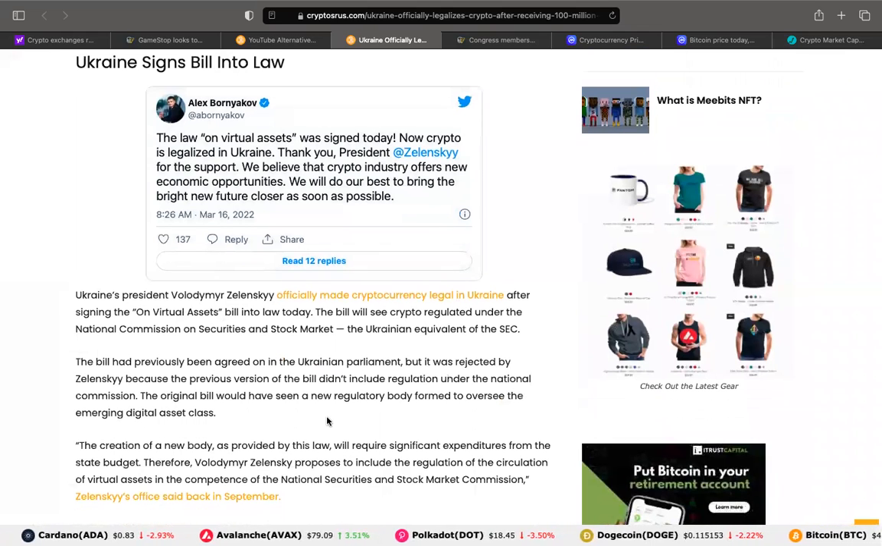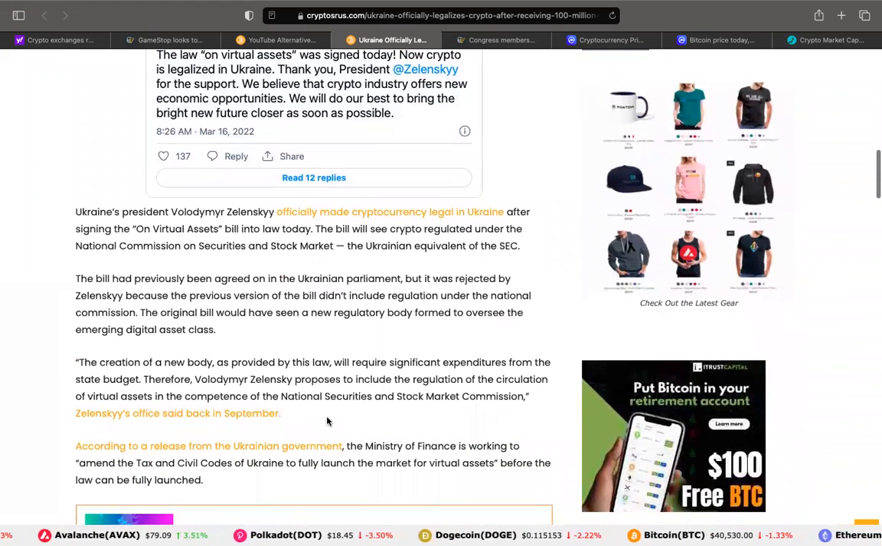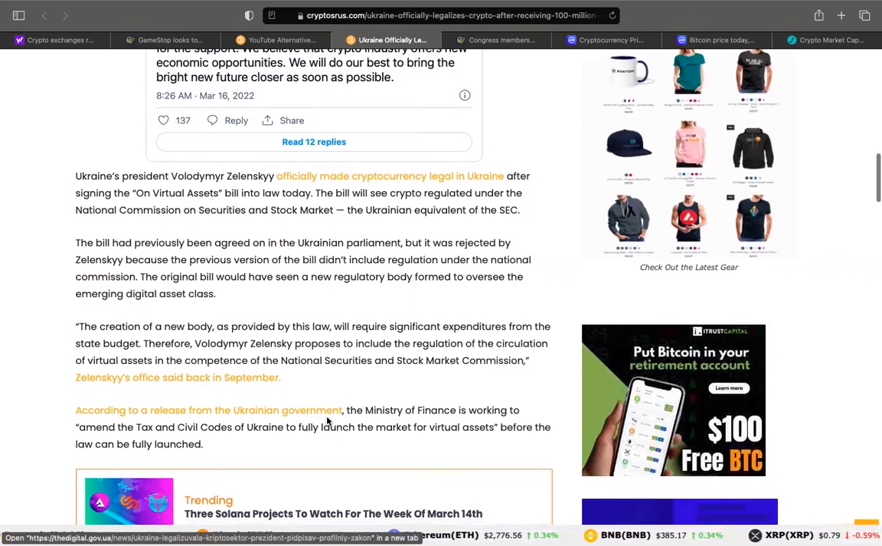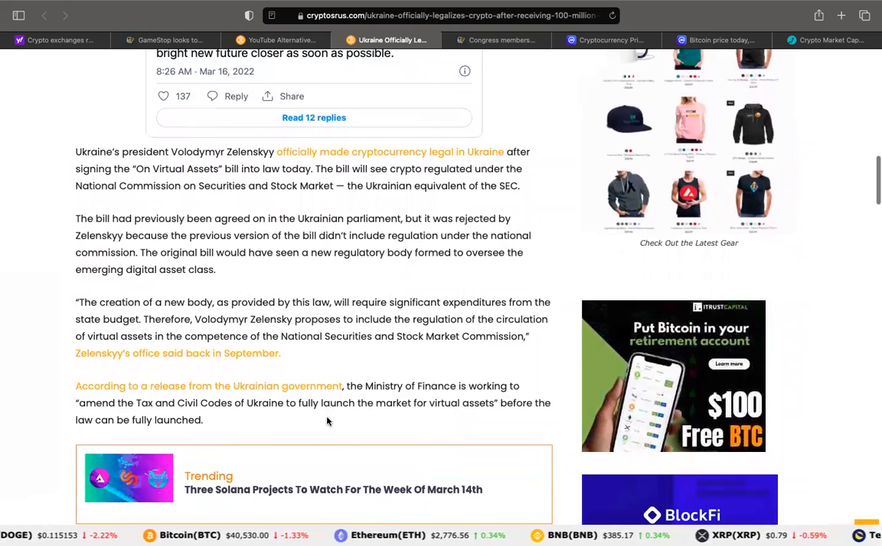So, Volodymyr Zelensky officially made it legal in Ukraine by signing the On Virtual Assets Bill. That's the law that was signed today. And it points out that they tried to pass it previously, but he pushed back and wanted more clarity around the regulation, which is a trend we're seeing even in the US, right?